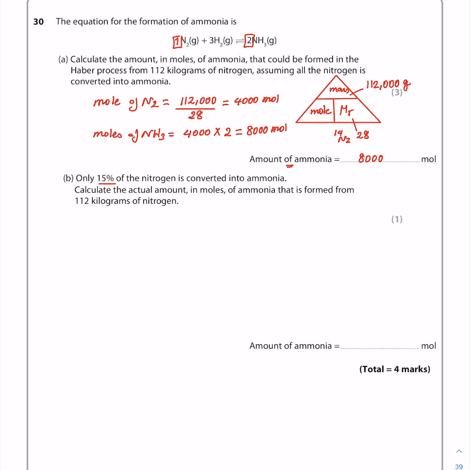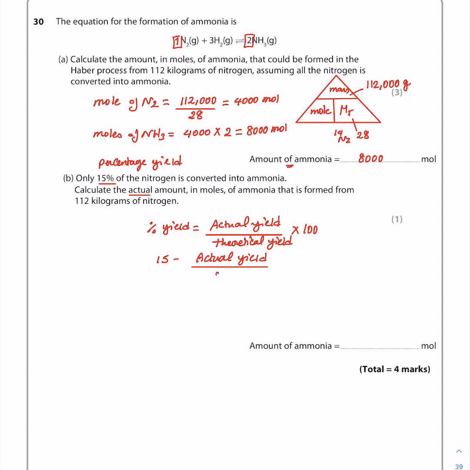Only 15% of the nitrogen is converted into ammonia. يبقى دي percentage yield. Calculate the actual amount اللي هو actual yield of ammonia that is produced from 112 kilograms of nitrogen. طيب احنا القانون عندنا بيقول إن percentage yield is equal to actual yield over theoretical yield times 100. طيب احنا عندنا percentage yield is given 15، actual yield is unknown هو ده المطلوب.